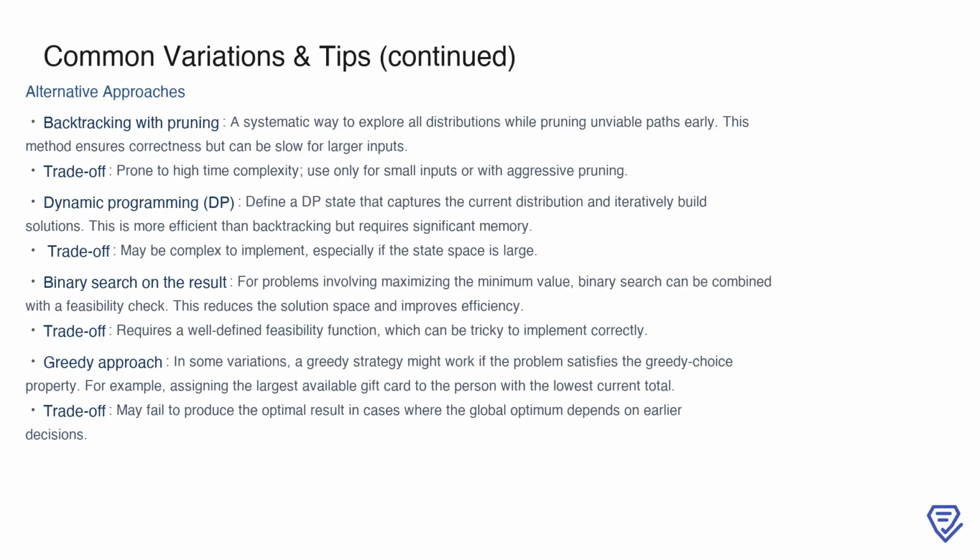There are several alternative approaches you can consider for solving this type of problem. Backtracking with pruning is a systematic way to explore all possible distributions while eliminating unviable paths early. While this method guarantees correctness, it can become computationally expensive for larger inputs unless aggressive pruning is applied. Another approach is dynamic programming, where you define a DP state that represents the current distribution and iteratively build upon it. This is generally more efficient than backtracking but can require significant memory and may be complex to implement, especially when the state space is large.